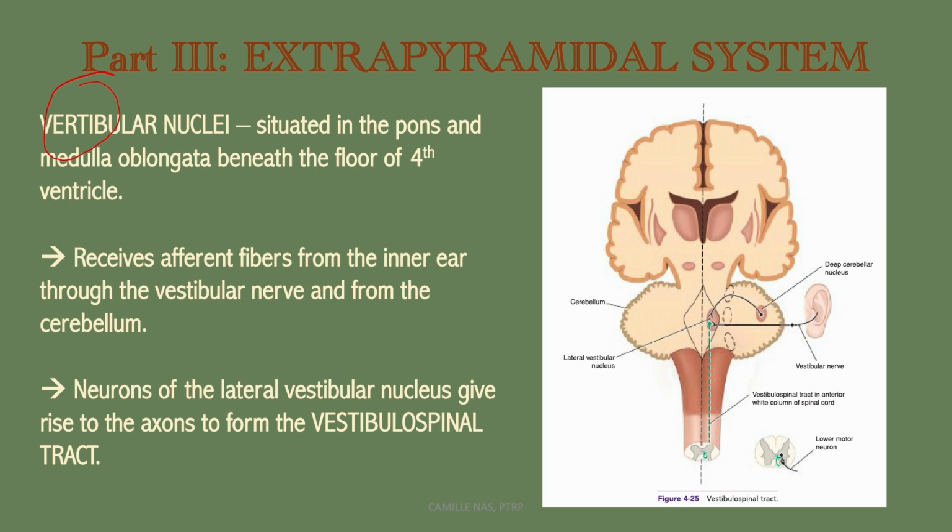So with this one, this is situated in the pons and medulla beneath the floor of the fourth ventricle. So this receives afferent fibers from the inner ear and through the vestibular nerve and from the cerebellum. Okay. And then neurons of the lateral vestibular nucleus will give rise to the axon to form your vestibulospinal tract. Okay. So your vestibulospinal tract, this one naman will facilitate extensor muscle, also known as your anti-gravity muscle, while it will inhibit flexor. Okay?